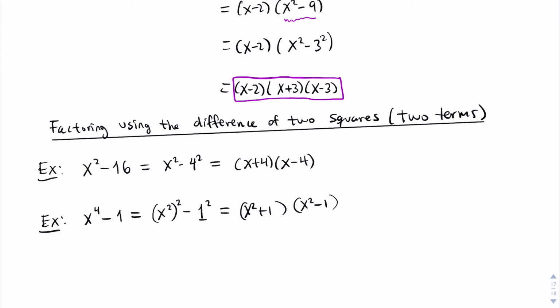Which one of the two can you factor further, the left or the right? The x squared plus 1 or the x squared minus 1? The minus 1. This is the difference of two squares again, so we should attempt to factor that a little bit more. So this will become x squared plus 1 times x plus 1 and x minus 1, and this will be the factored form of that one. Before, we had that as the answer.